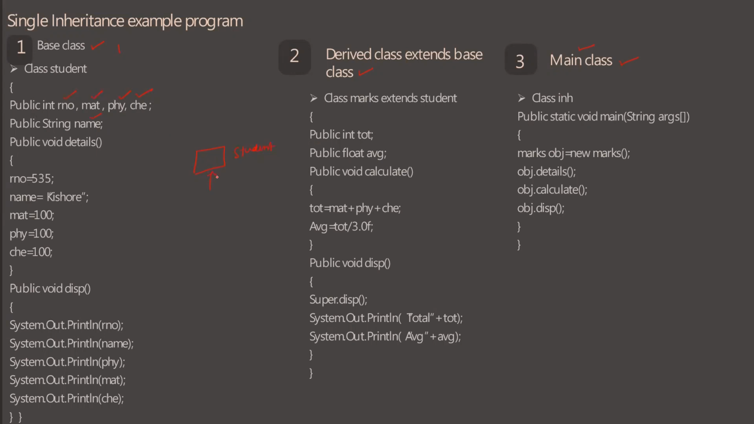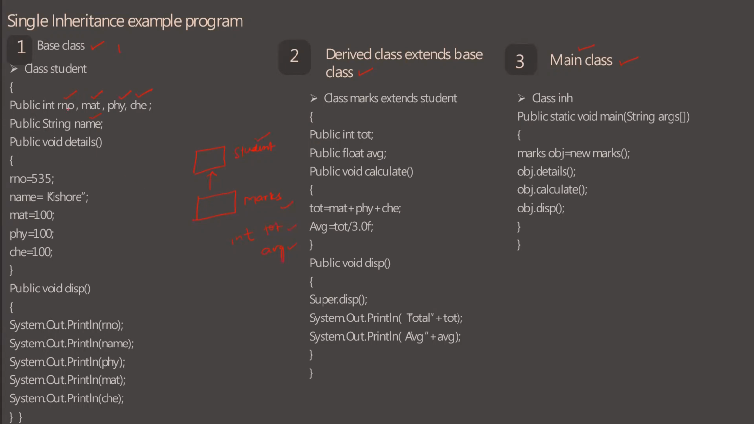And then I'm going to take one more derived class called marks. In this marks class, I'm going to take two variables. One is an integer, total, and one more is average, which is a float variable. So in this student class, I'm going to take name, roll number and marks in 3 subjects. In the marks class, I'm going to calculate total and average. So this is all about the structure of my single inheritance.